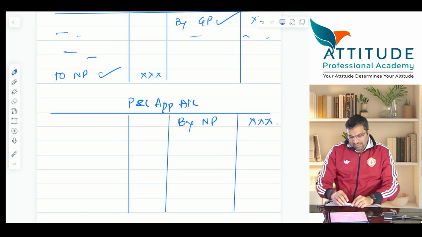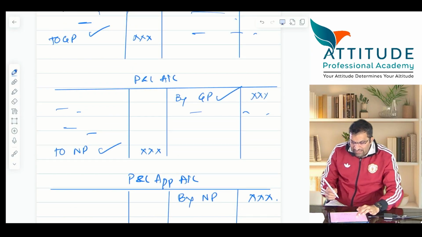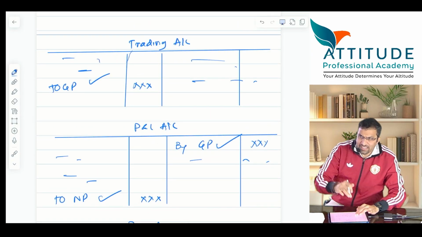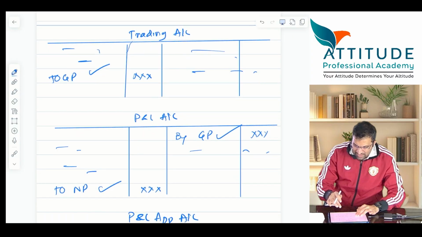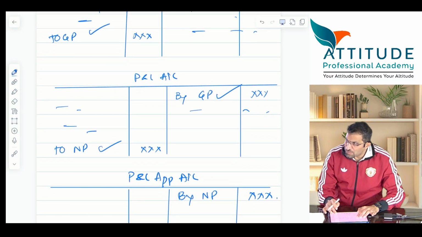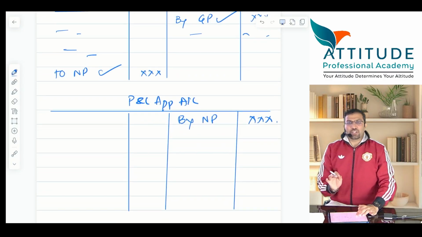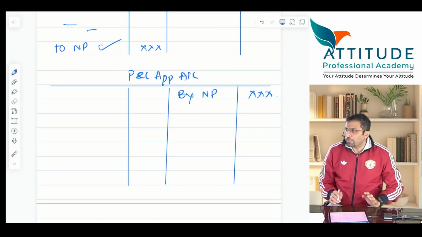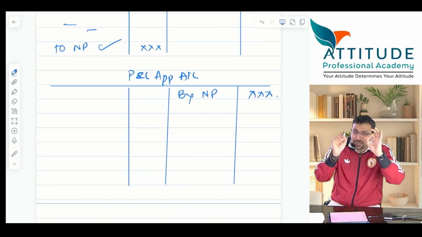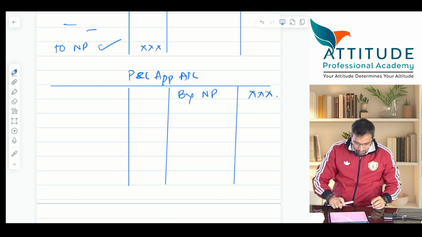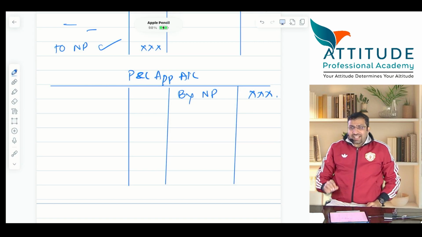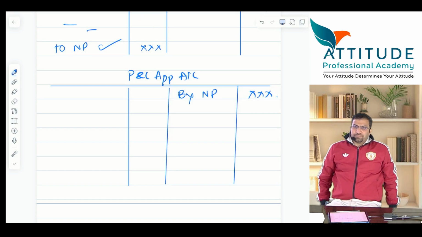Okay? Now, first, I'll just ask you certain questions. Up till here, is it clear? Correct? Trading account is prepared, you find out the GP, GP transferred to P&L. P&L account is prepared, you get the net profit transferred to what? P&L appropriation. And then you have to prepare P&L appropriation. Now, my first simple question is, can salary be given to the partner?